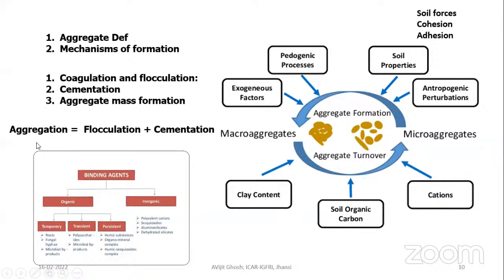It is often said that aggregation is flocculation plus cementation. This question is often asked in soil science exams. Now, what are the binding agents in soil? Organic and inorganic. Organic are roots, fungal hyphae, and microbial byproducts, that is mucilage, organic acids, carbohydrates. Transient binding agents are polysaccharides and microbial byproducts. Persistent binding agents are humic substances, organomineral complexes, and humic sesquioxide. Among the inorganic binding agents, polyvalent cations, sesquioxides, aluminum silicates, and dehydrated silicates are there in the soil.